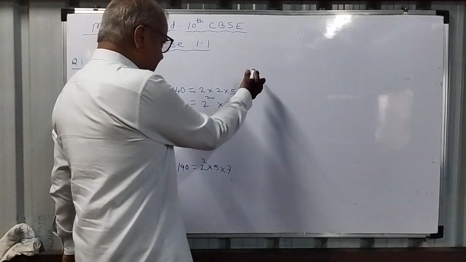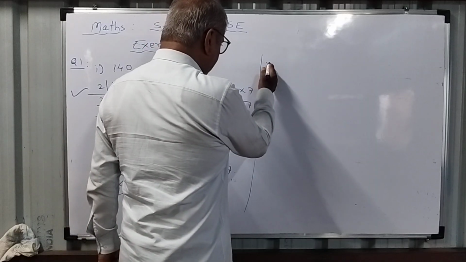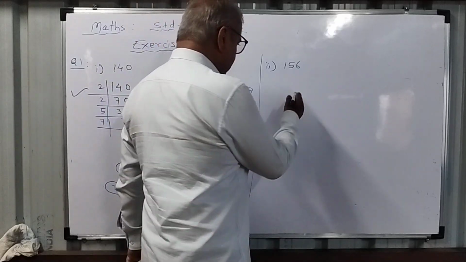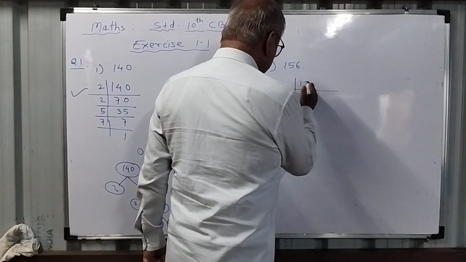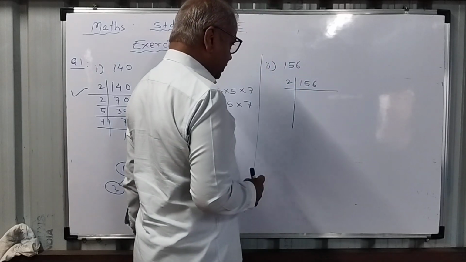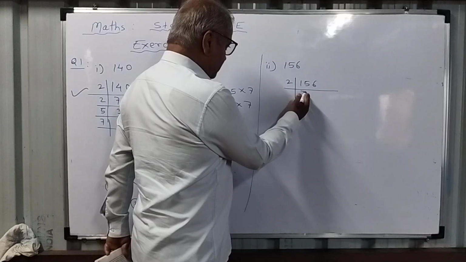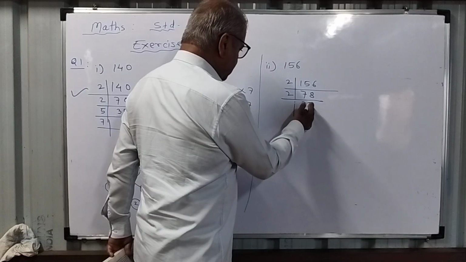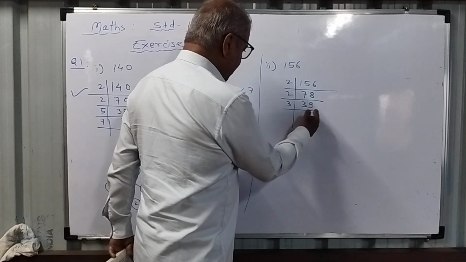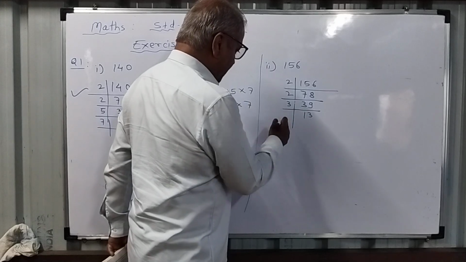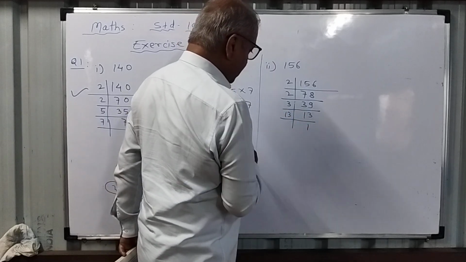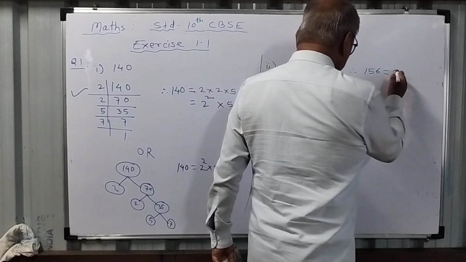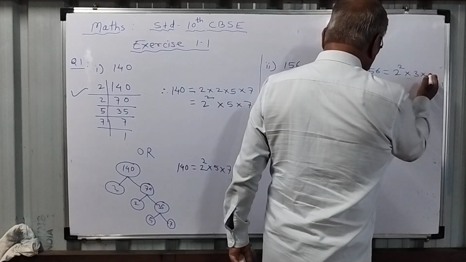Second example, 156, sub question 2. We will use the ladder method. 156 is divisible by 2. 2 7s are 14, 2 8s are 16, 2 3s are 6, 2 9s are 18. Now it is divisible by 3. 3 1s are 3, 3 3s are 9, 13 is a prime number. So 13 1s are 13. Therefore 156 is equal to 2 raised to 2 into 3 into 13.